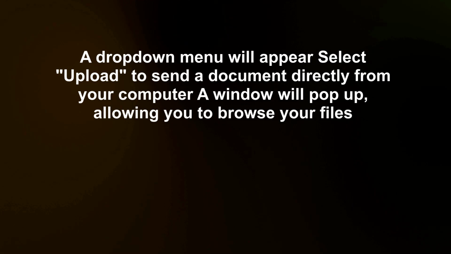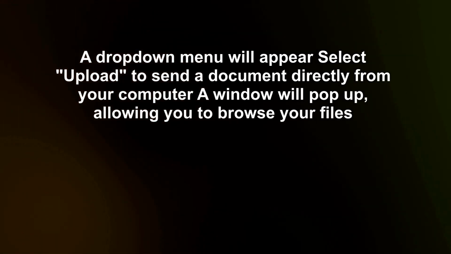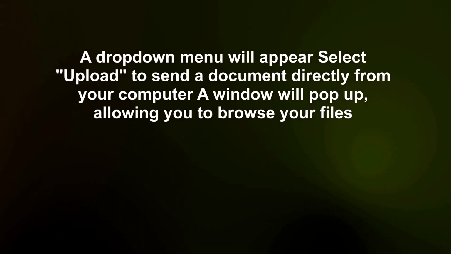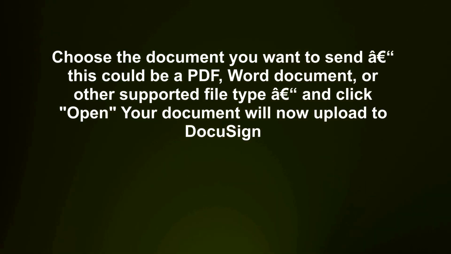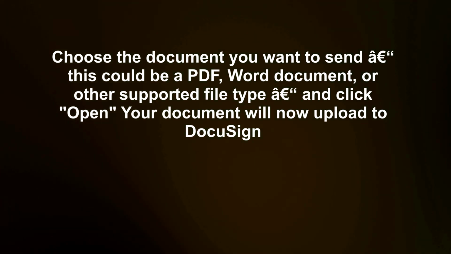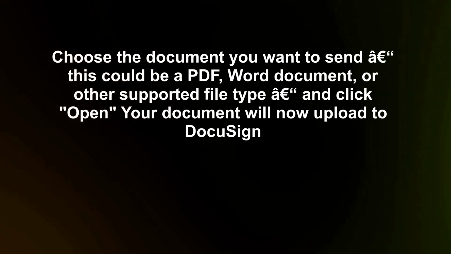A drop-down menu will appear. Select Upload to send a document directly from your computer. A window will pop up, allowing you to browse your files. Choose the document you want to send. This could be a PDF, Word document, or other supported file type. And click Open. Your document will now upload to Docusign.